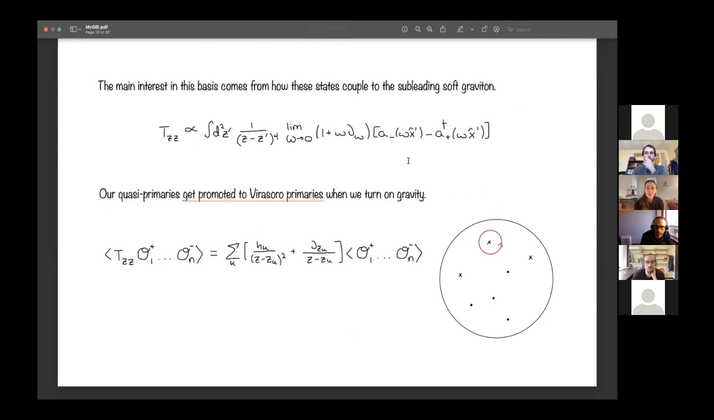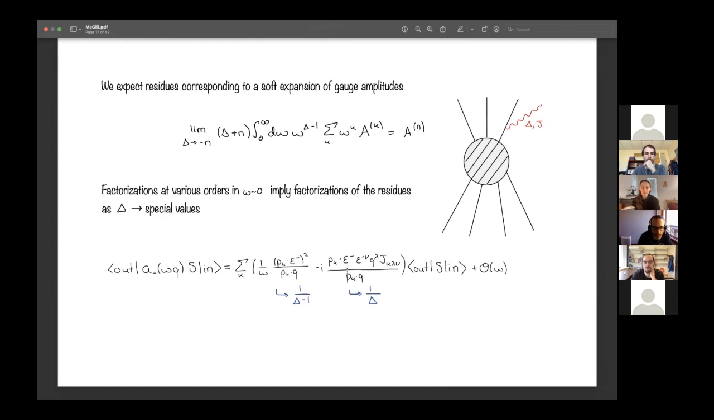Maybe just to make sure I understand. So the stress tensor is the subleading term, and the stress tensor is the subleading soft graviton, which I wrote here only in terms of A's and A daggers because I wanted to just talk about the amplitude, but I could have also written it in terms of a U integral. Yeah, good.